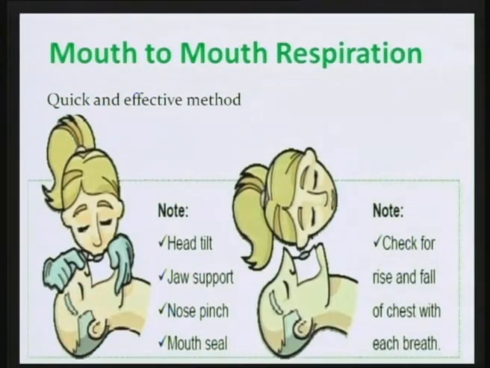So mouth to mouth respiration, as we can see in this picture here: the head tilt is done, and jaw support is done. Now the nose is pinched because we have to give mouth to mouth respiration. We will pinch the nose with the thumb and index finger, and the mouth is sealed, in which the person has to give the rescue breath. With every rescue breath, allow the chest to rise. And in case the chest is not rising, don't waste time, start with the chest compression.